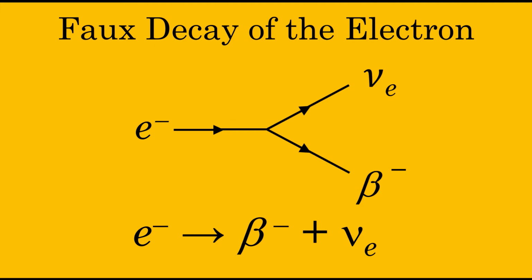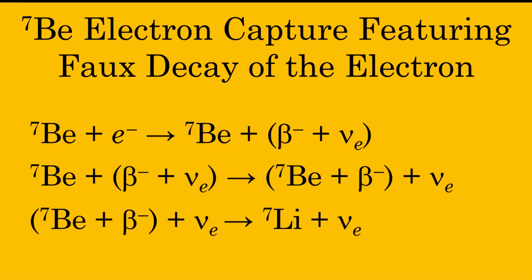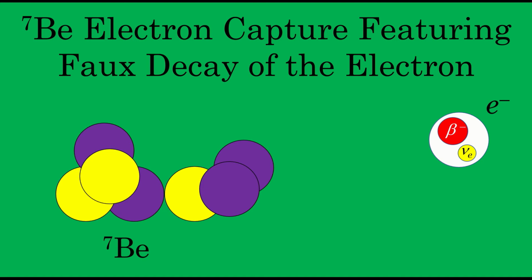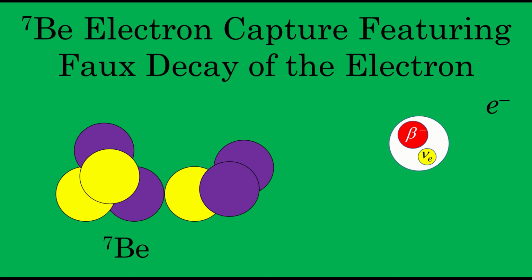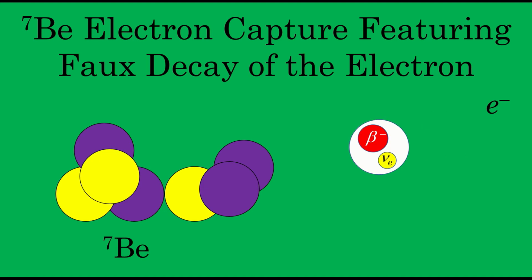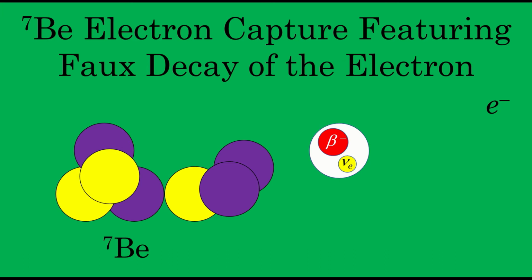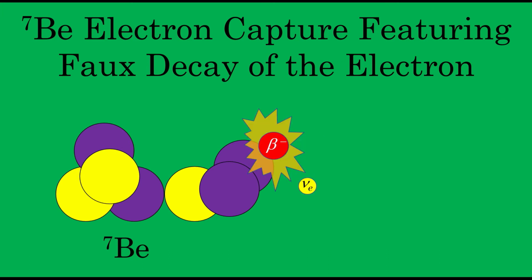If it could decay, the Feynman diagram might look like this. This is likely what happens to a free electron during electron capture beta decay. For example, when 7 beryllium captures a free electron to become 7 lithium. As the Coulomb attraction between the 7 beryllium nucleus and the free electron draws the electron into the 7 beryllium nucleus, the beta electron and the electron neutrino forming the free electron separate. The free electron essentially decays.